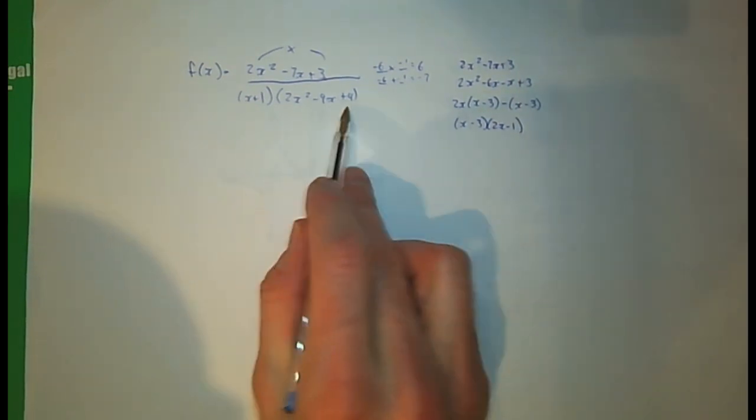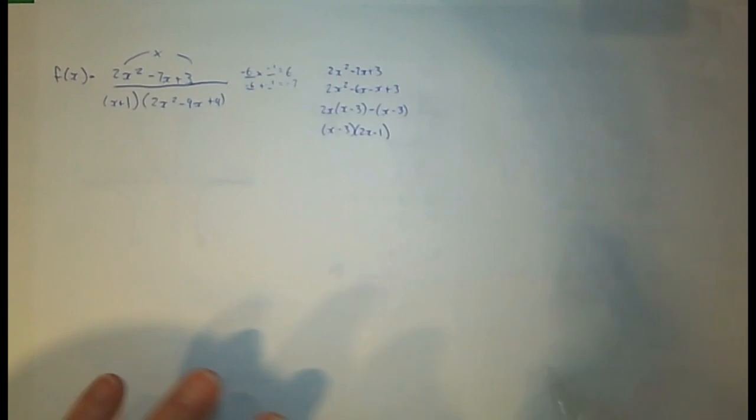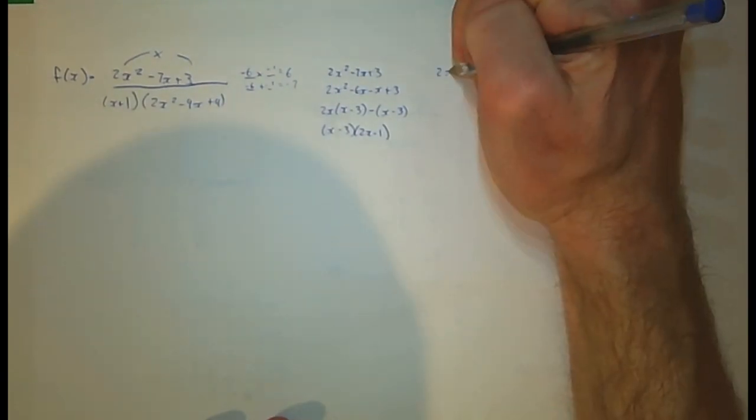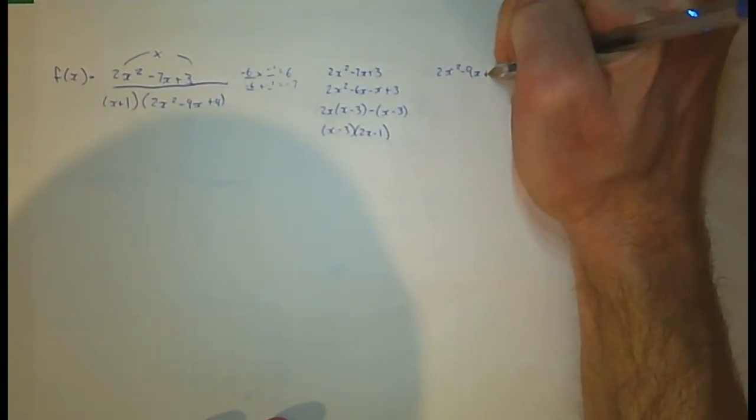Now let's do that bottom one. And that bottom one is going to be 2x squared minus 9x plus 4.